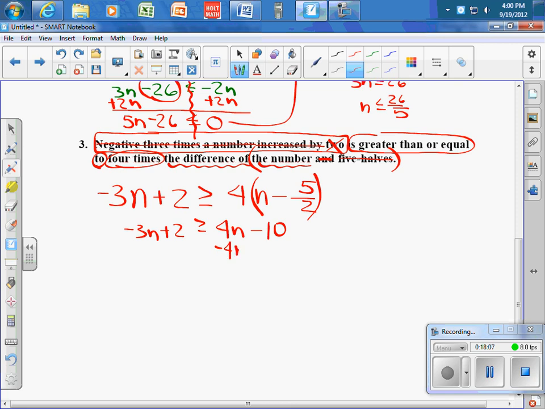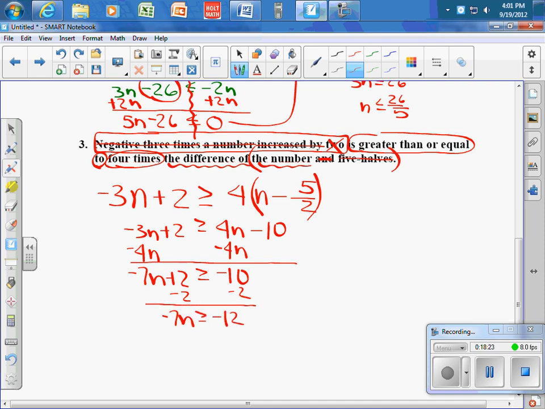Subtracting the 4n from both sides, negative 7n plus 2 is greater than or equal to negative 10. Subtracting 2 from both sides, negative 7n is greater than or equal to negative 12. Dividing both sides by negative 7, remember that reverses the inequality sign, leave it an improper fraction, n is less than or equal to 12/7.